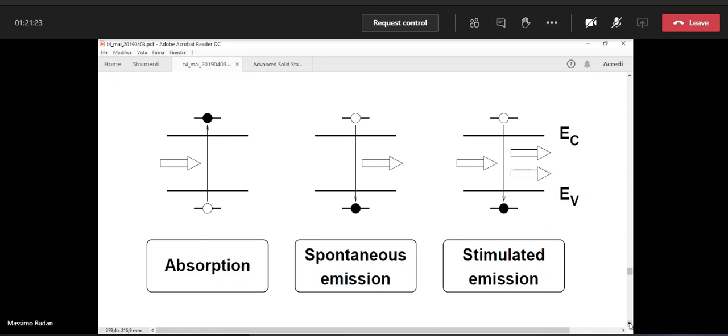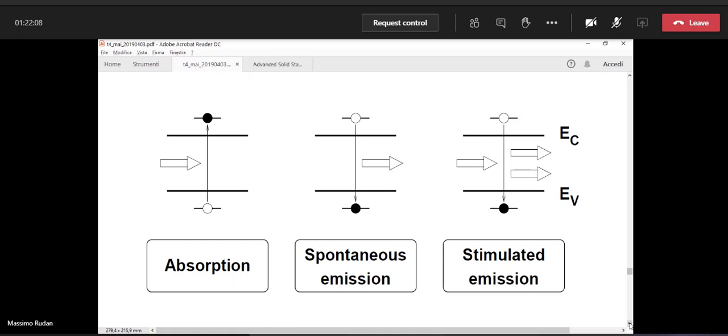The optical absorption occurs when we have a photon. If you look at the left part of the figure, you have a photon that impinges on the semiconductor, and this photon interacts with an electron that initially is in the valence band. The photon is able to release its energy to the electron, and this energy is enough to force a transition of the electron from the valence band to the conduction band. This is called absorption because the electron absorbs the energy from the photon.